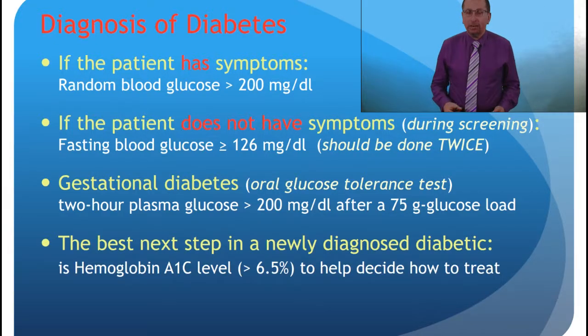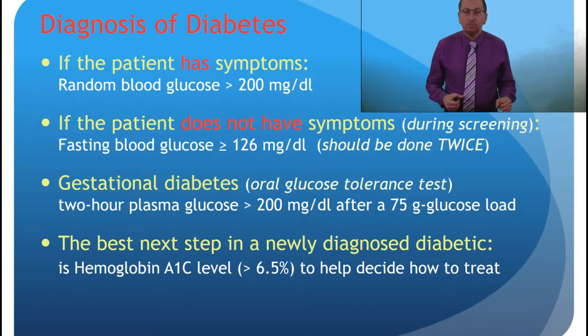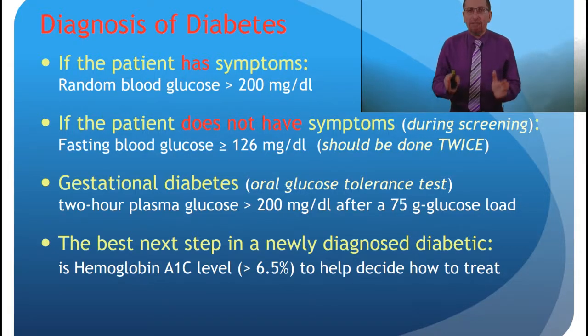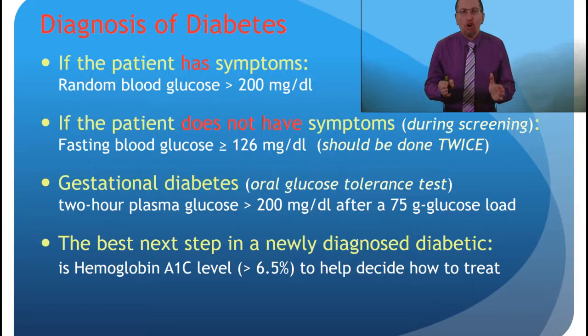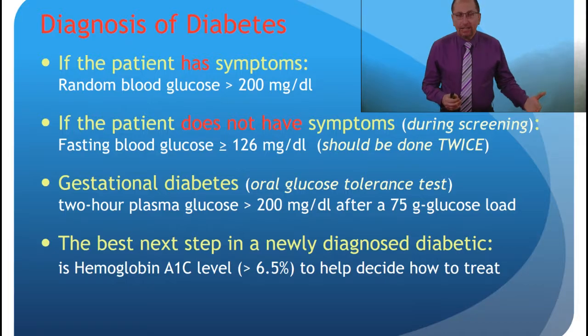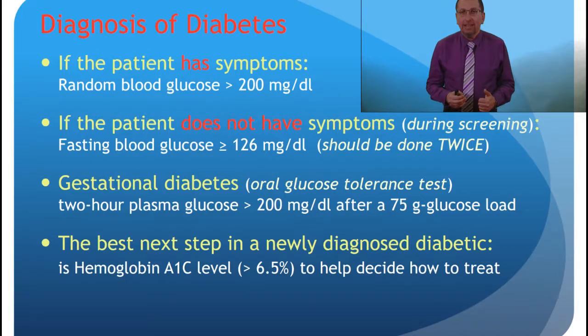How about hemoglobin A1C? Hemoglobin A1C can be used to diagnose diabetes, and you have to have hemoglobin A1C higher than 6.5%. Hemoglobin A1C is a very important test that needs to be done for all diabetic patients. Even when you diagnose diabetes by the random or by the fasting, you still have to do hemoglobin A1C, because this is going to put your diabetic patient in one of 3 categories. And based on these categories, you will fashion your treatment. So don't forget, hemoglobin A1C in diabetics is always higher than 6.5.